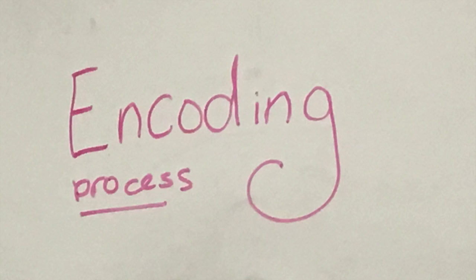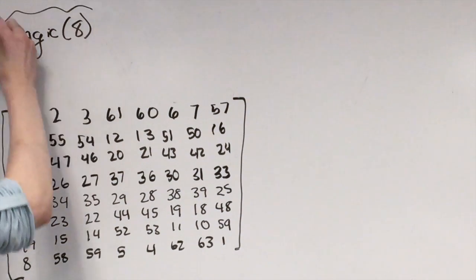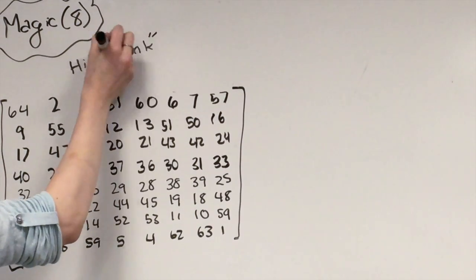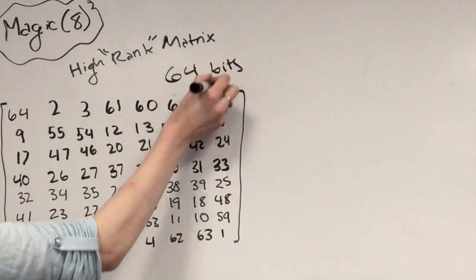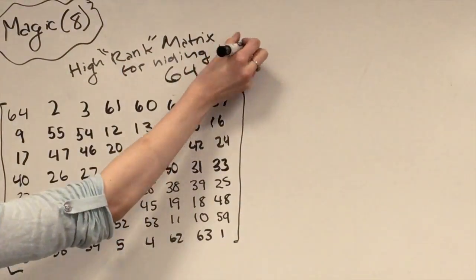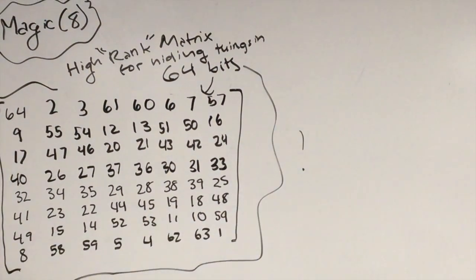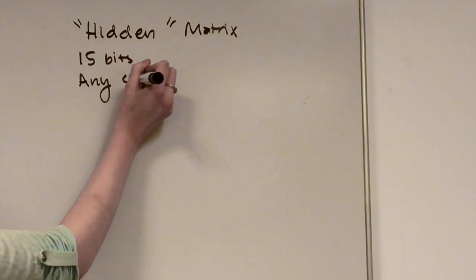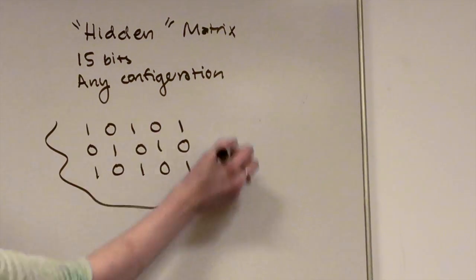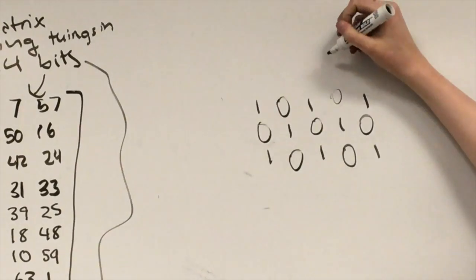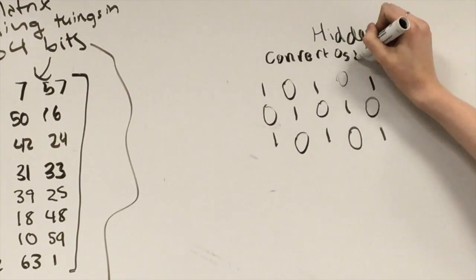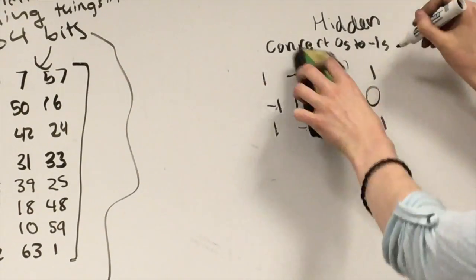The encoding process. What you see here is the matrix we will be hiding our image in. It is a high-rank matrix based off of the magic 8 squares you got in high school. Here's the hidden matrix. It's 15 bits and it's in binary. Those are the important things. The first step is to convert all of your zeros to negative ones.